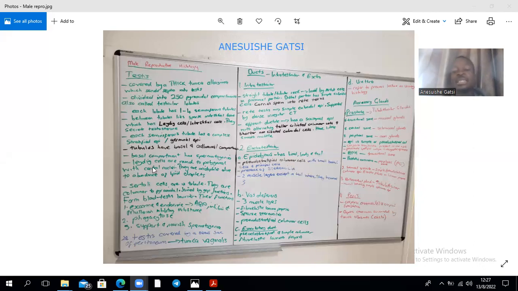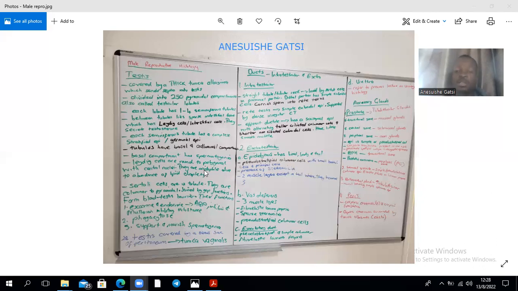The Leydig cells that I described as being in the interstitium are round to polygonal and their nuclei are quite central. The cytoplasm of the Leydig cells is highly acidophilic due to the abundance of lipid droplets. Remember, these cells are involved in steroidogenesis. They are producing a steroid hormone, in this case testosterone, so they appear quite acidophilic.